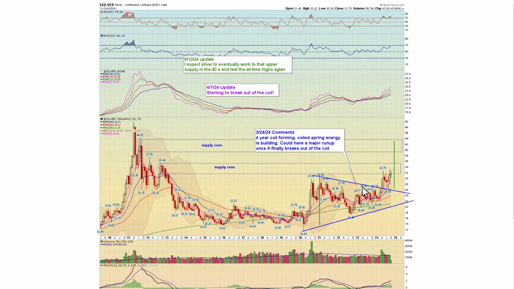Again, you had a 4-year textbook coil pattern, broke out early in the year. And it's been struggling in this supply zone, but I do strongly think that eventually it goes to that next supply zone over time and even tests the all-time highs and break them.